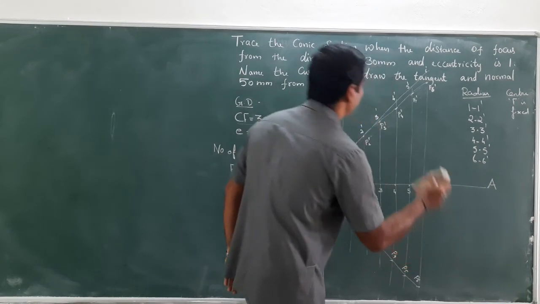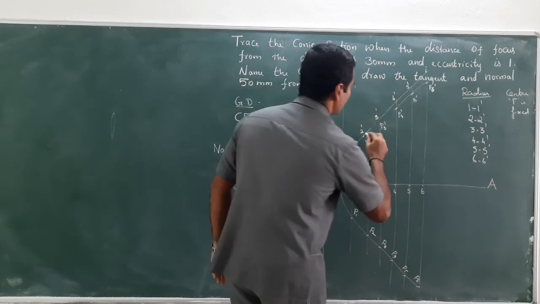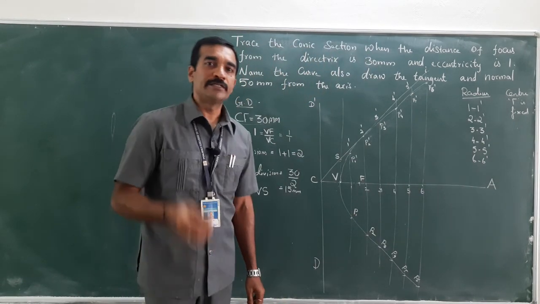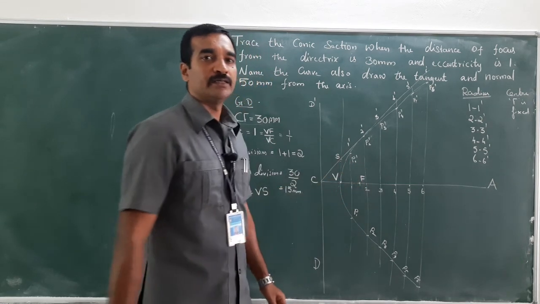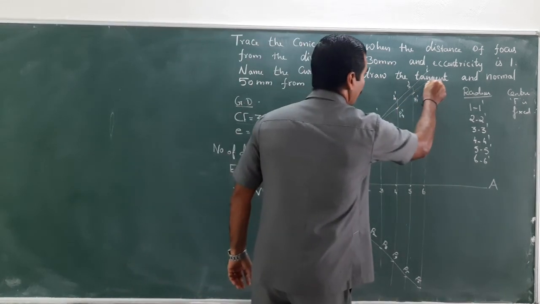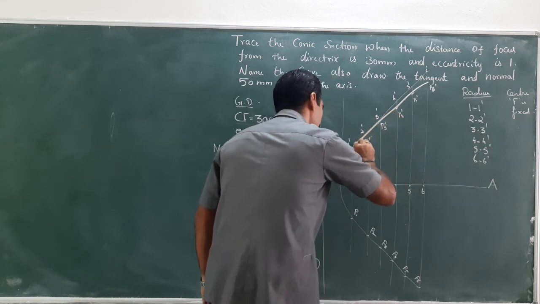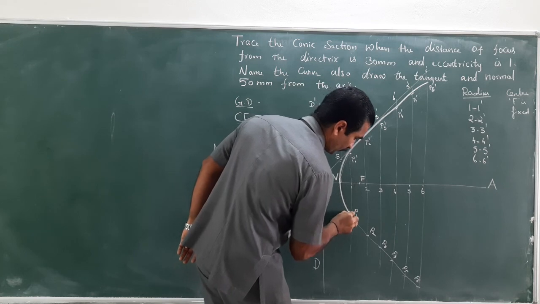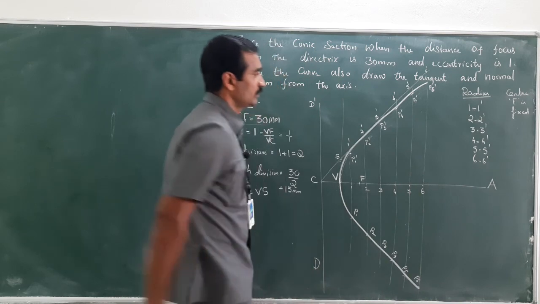Once you are confident enough that whatever you have drawn is a smooth curve, then take an HB pencil or H pencil to draw a dark or thick line. So it should be a smooth curve.